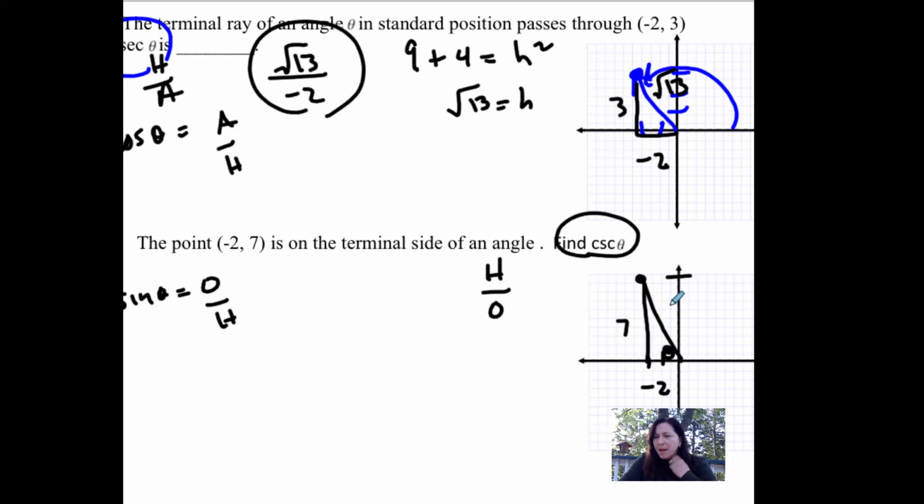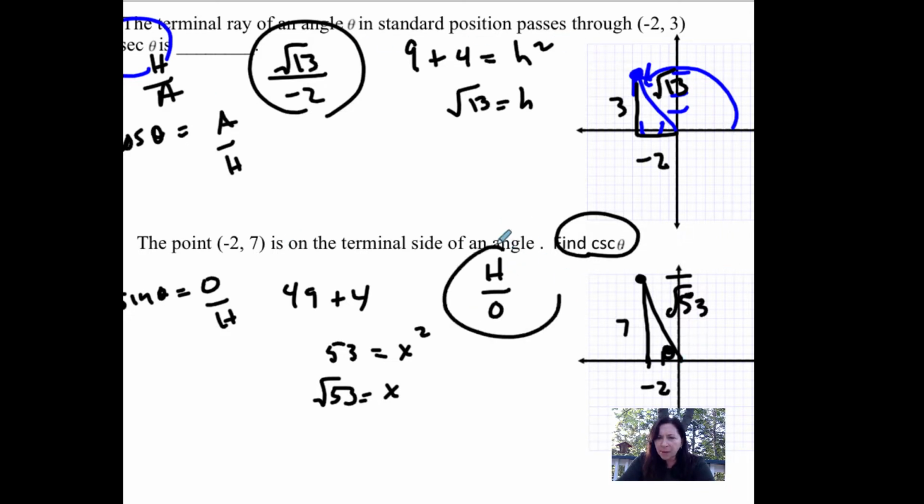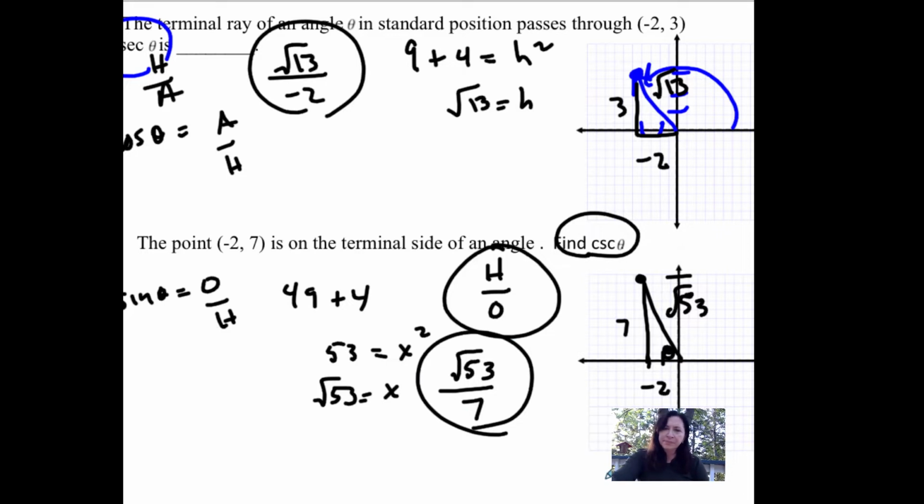So we do need to find the hypotenuse again. So we know that a squared plus b squared is equal to c squared, c being my hypotenuse. 49 plus 4, which is 53, is equal to x squared. So x is equal to the square root of 53. So that's going to be right here. This one is going to be hypotenuse over opposite. So this one for cosecant is going to be root 53 over 7. And that's cosecant of theta.